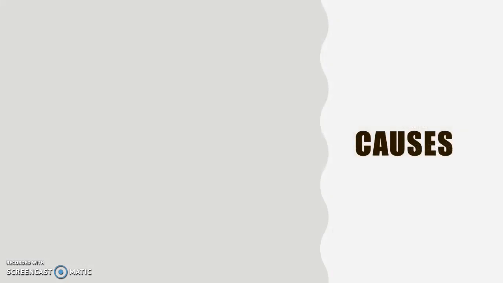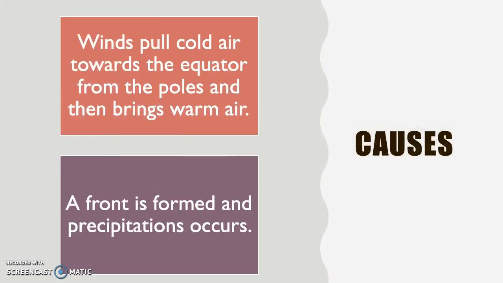What are the causes of blizzards? What happens is that wind pulls the cold air towards the equator from the poles and brings warm air toward the poles from the equator. When warm air and cold air are brought together, a front is formed and precipitation occurs. Warm air can also rise to form clouds and blizzard snows as it moves up a mountainside.